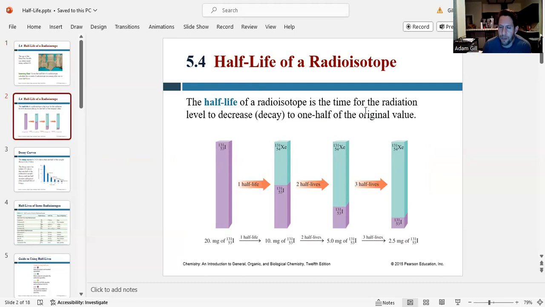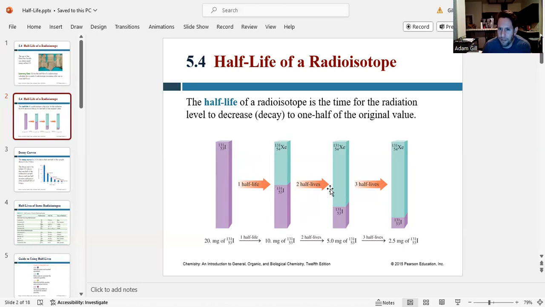So the half-life of a radioisotope is the time it takes for the radiation level to decrease or decay to 1/2 of the original value. So imagine we had a sample of iodine-131. After a certain amount of time, half of that original sample will have decayed or given off radiation. And so half of it is converted to the new element and half of it's remaining.